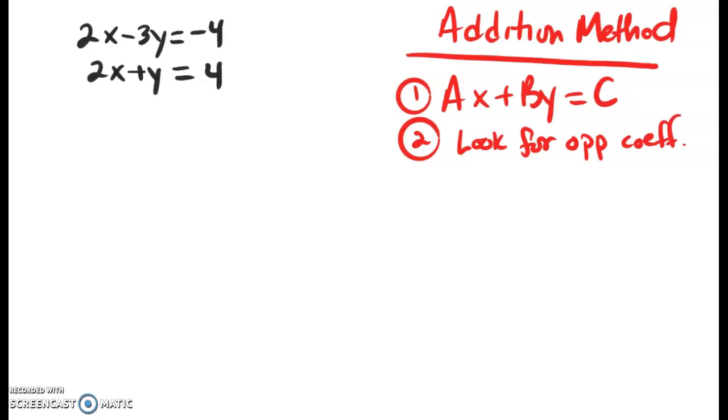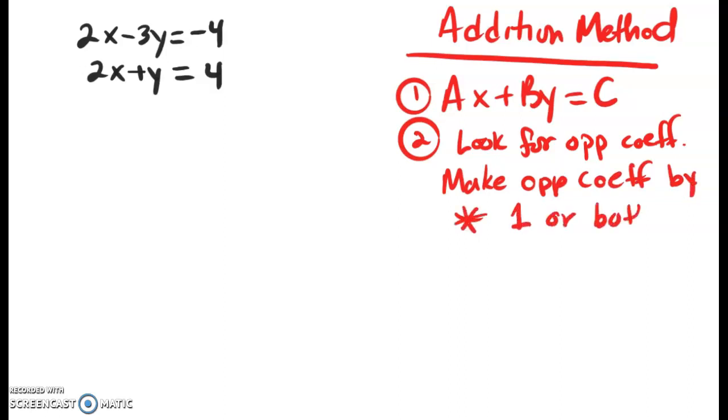I don't have opposite coefficients. Opposite coefficients would be, like, this would be 2, and this would be negative 2. This would be negative 3, this would be positive 3. I don't have opposite coefficients, so I'm going to make them by multiplying one or both equations by a number.